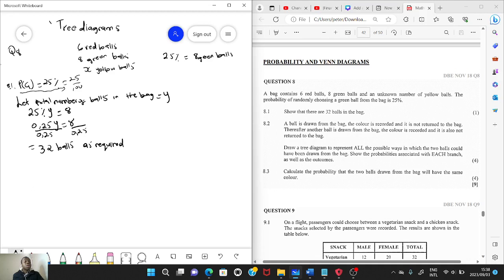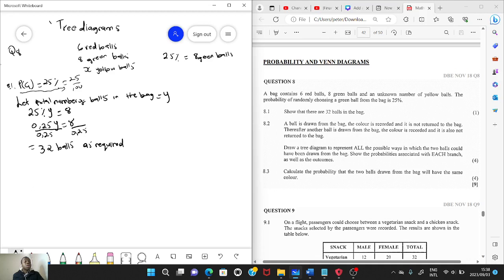And then how many green balls do I have? I have 8 green balls. And how many yellow balls? We were not given that, or I can just substitute x, since I said let x be the number of yellow balls.